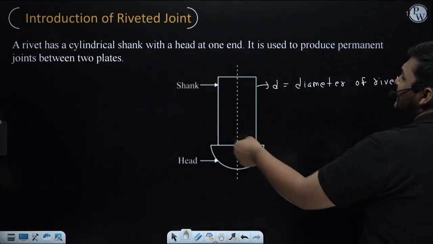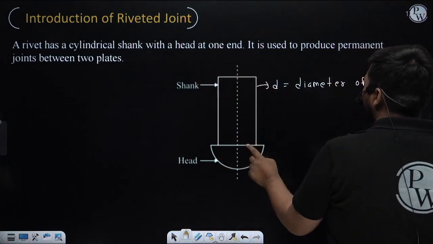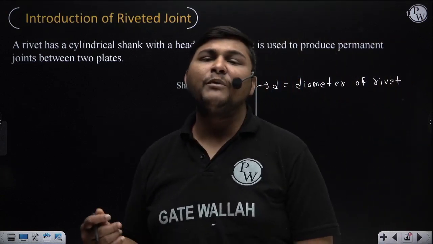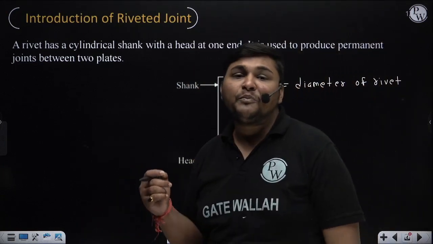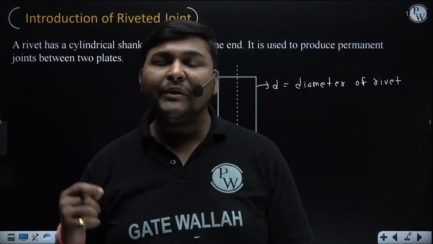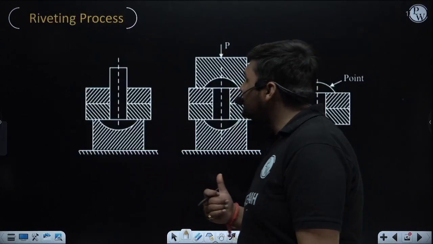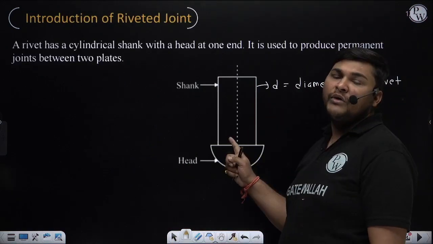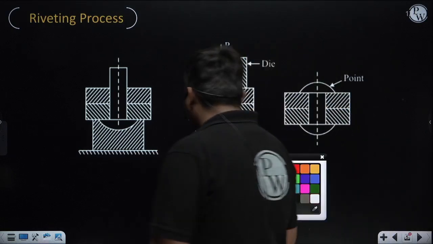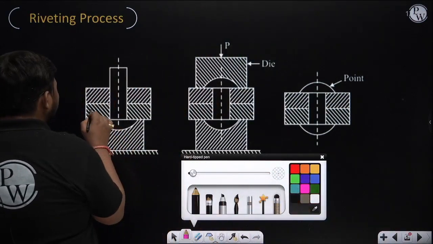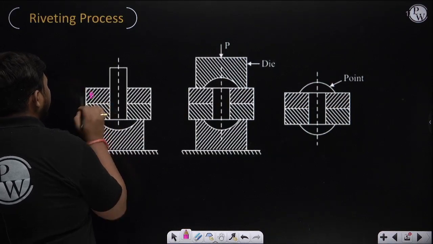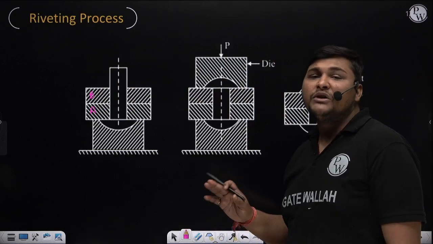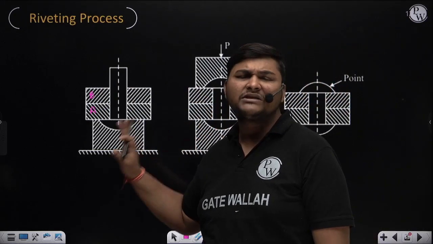So a rivet has a cylindrical shank with a head on one end. It is used to produce a permanent joint between two plates. Means what is the purpose of riveted joint? It is used to produce a permanent joint between two plates. How? For that I am explaining the riveting process. Means how we connect two plates through riveted joint. Suppose my objective is to connect these two plates. Suppose this plate is plate A and this plate is plate B. Okay, here I am explaining how riveting occurs. But in this unit, our objective is not to study the riveting process. Just for understanding, I am explaining this.